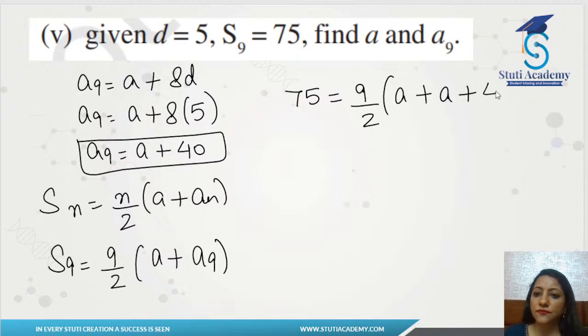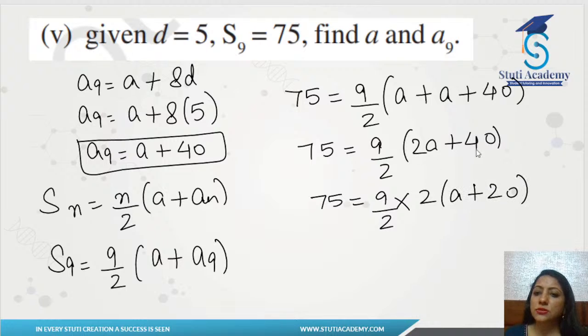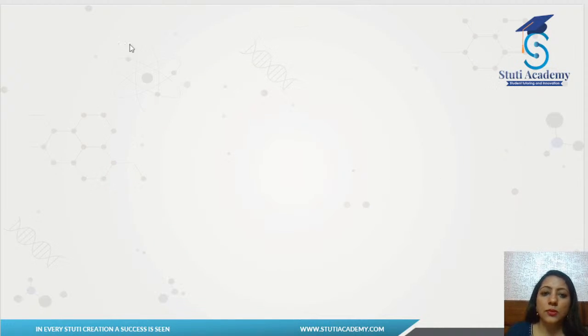So now can I write this a9 as a plus 40? Yes, we can do that. A plus 40 we can write. And then we can write this as 75 is equal to 9 by 2 into 2a plus 40. We can take 2 common from here. So we are going to get 9 by 2 into 2a plus 20. Please notice we have taken 2 common here so that these numbers become small. That now it's a and 20, and we can cancel out these 2 also. So we'll get 75 is equal to 9 times of a plus 20.